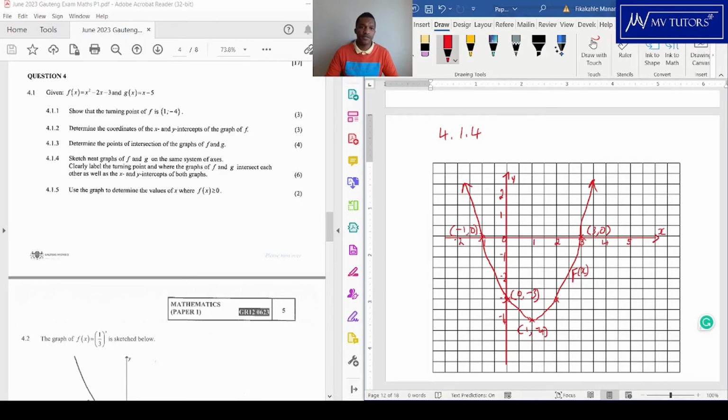Not a smooth drawing, but anyway, something like that. And then for g of x, I just need the y coordinate. So you let x equal 0. If I put 0 there, y is minus 5. So I need a minus 5 here.